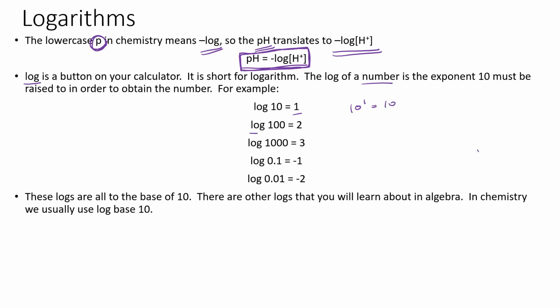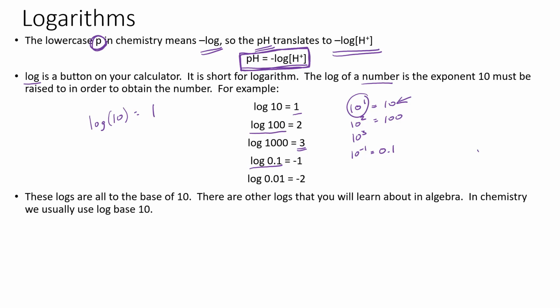Okay, and so the log of 100 is 10 raised to the second power. And that gives you 100. The log of 1,000 is 10 to the third, right? So the log of 1,000 is 3. The log of 0.1 is backwards because 10 has to be raised to the negative 1 to give us 0.1. And the log of 0.01, so you could put this in your calculator and you would get this. Or you could press the button log in your calculator and then put 10 in and it'll give you 1. So you really only have to be able to do the calculations.